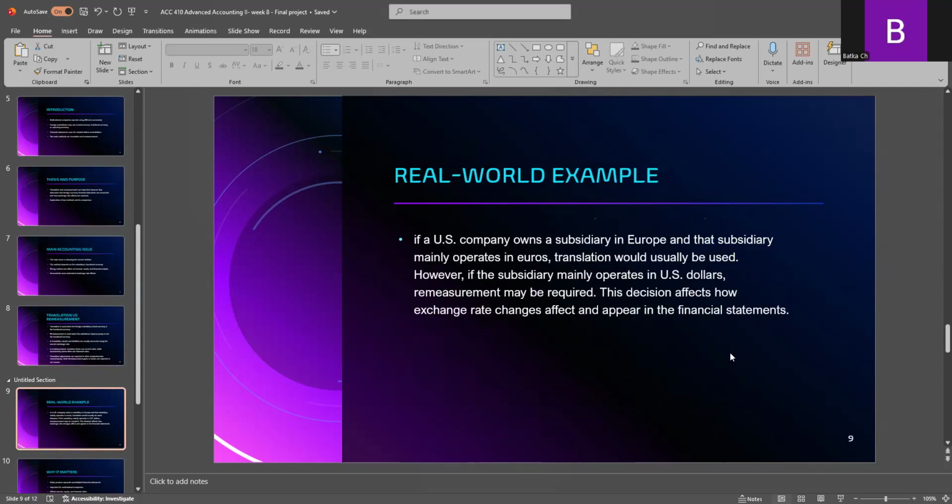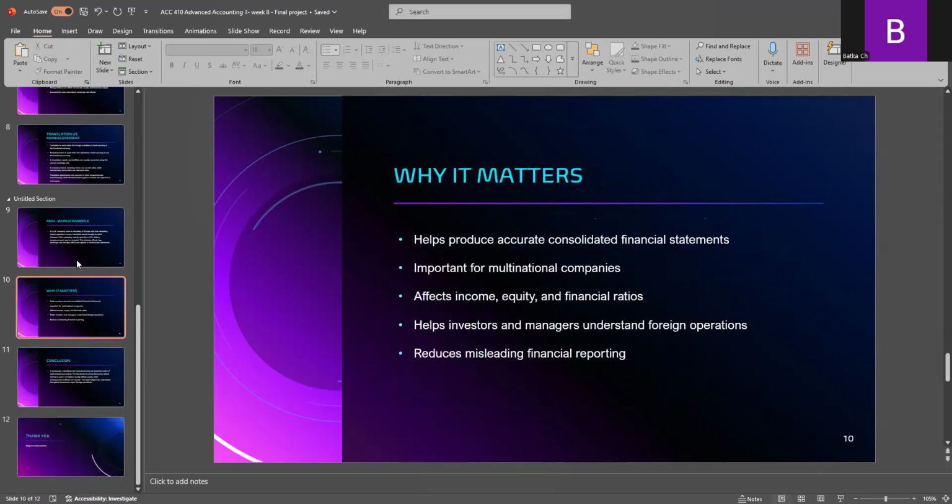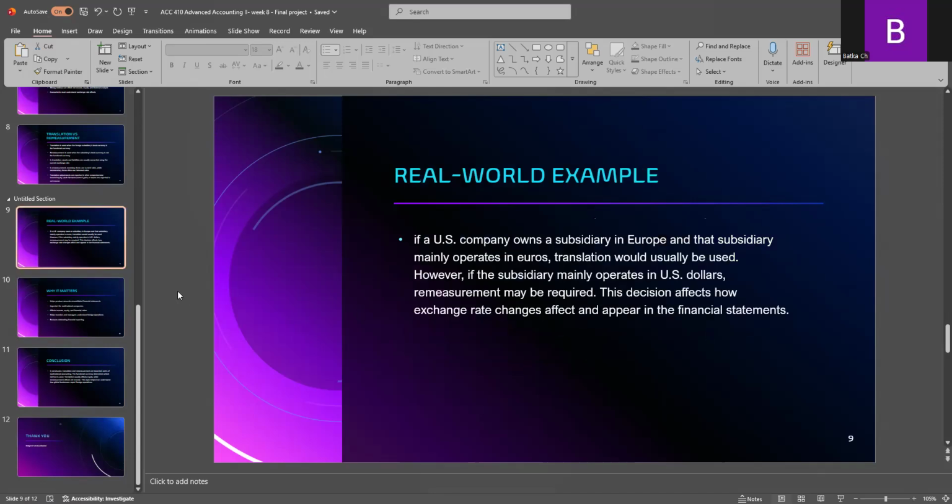If a US company owns a subsidiary in Europe and that subsidiary mainly operates in euros, then translation would usually be used. However, if the subsidiary mainly operates in US dollars, remeasurement may be required. So this decision affects how exchange rate changes appear in the financial statements, which is very important to understand for this subject.